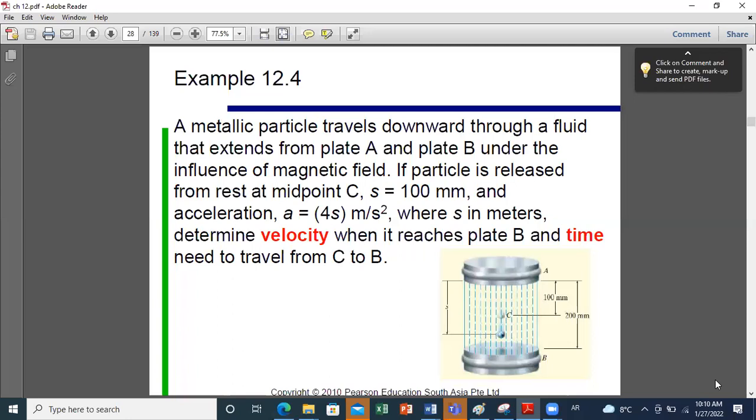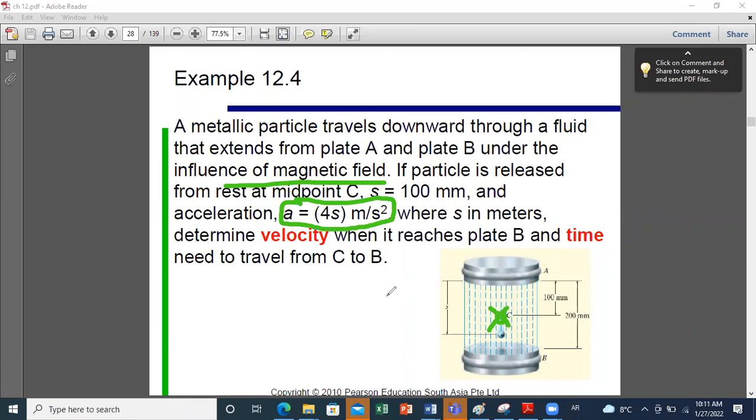So let us decompose our given to see what should we do. First, in this problem, we have a particle that is influenced by a magnetic field. But the effect of the magnetic field is given because they gave us the acceleration function of position. So here we don't have to do any kinetic analysis because the expression of A is given for us. So we have A function of position. And we know that the initial position of the particle is given.